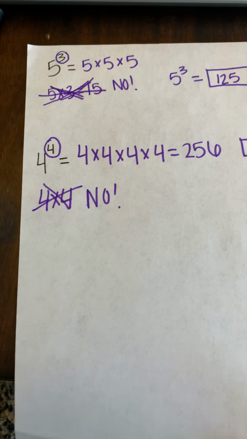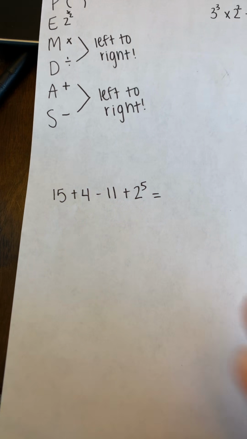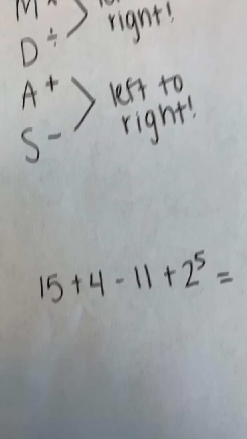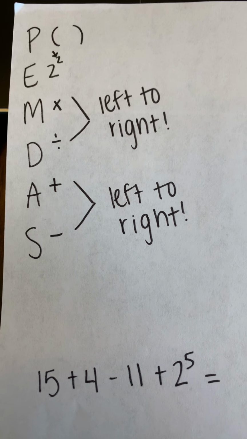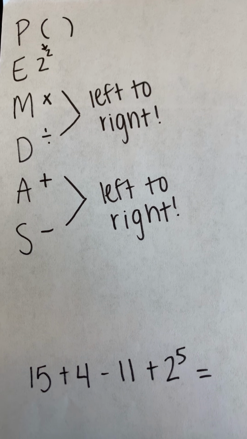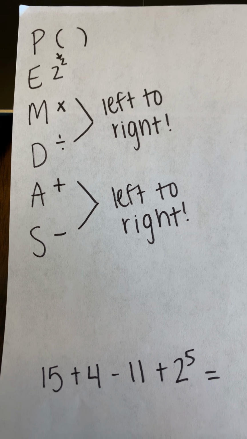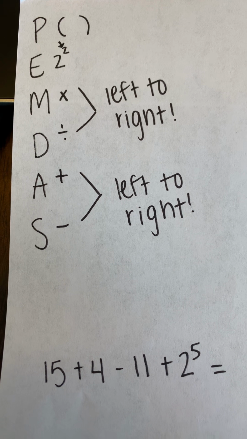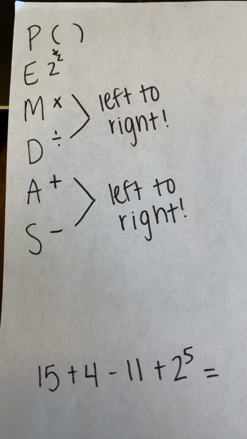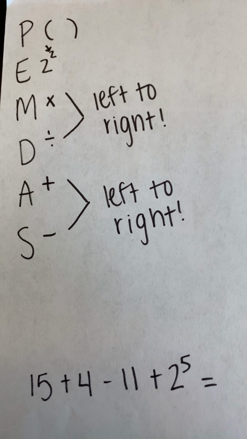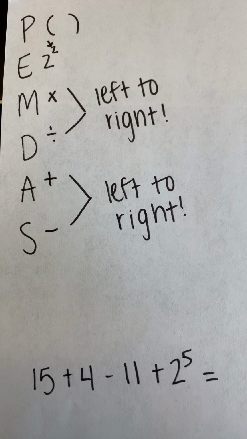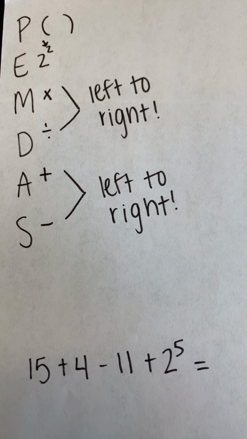Now let's move to order of operations. We did the easy order of operations problems where it didn't have any exponents. Now we're going to do some problems where we add in our exponents. Remember, order of operations is PEMDAS. The P stands for parentheses. The E stands for exponent. The M stands for multiplying. D, dividing. A is adding, and S is subtracting.